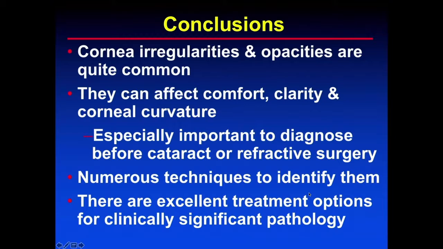So in conclusion, corneal irregularities and opacities are quite common in everyday practice. They can affect comfort, clarity, and corneal curvature. It's especially important to diagnose before cataract or refractive surgery, so it's the patient's issue and not your issue.